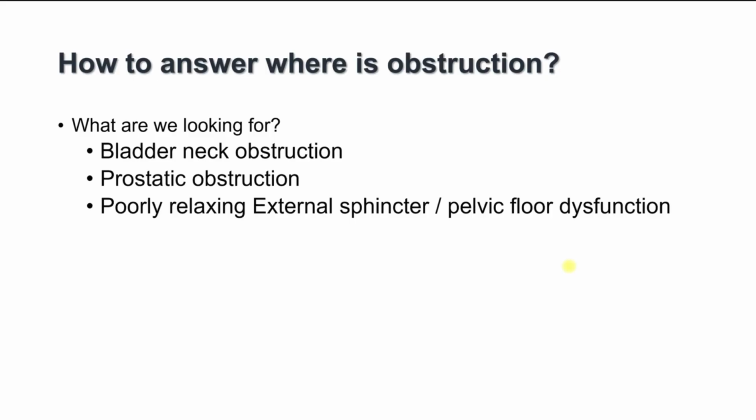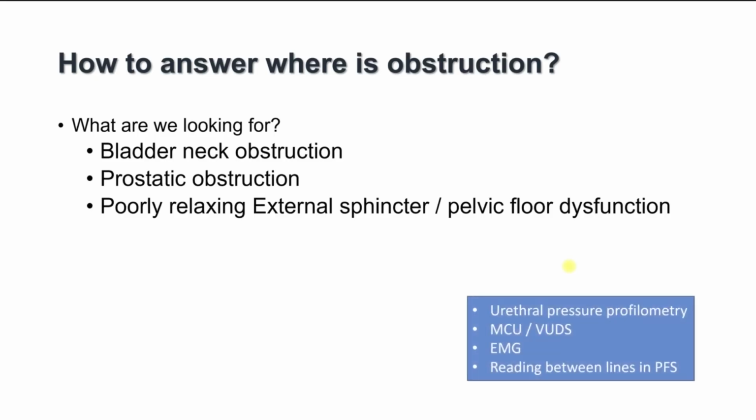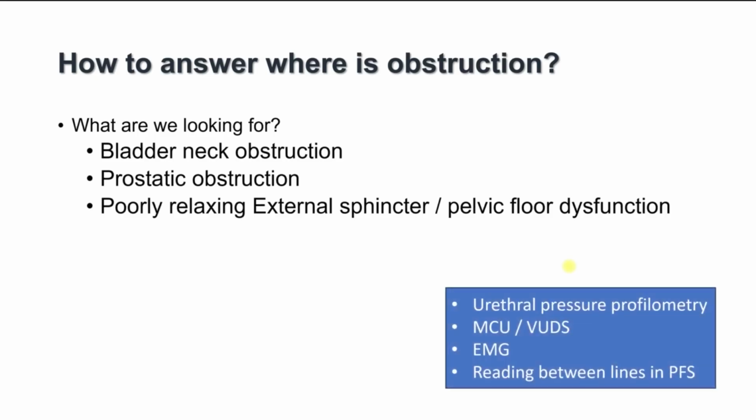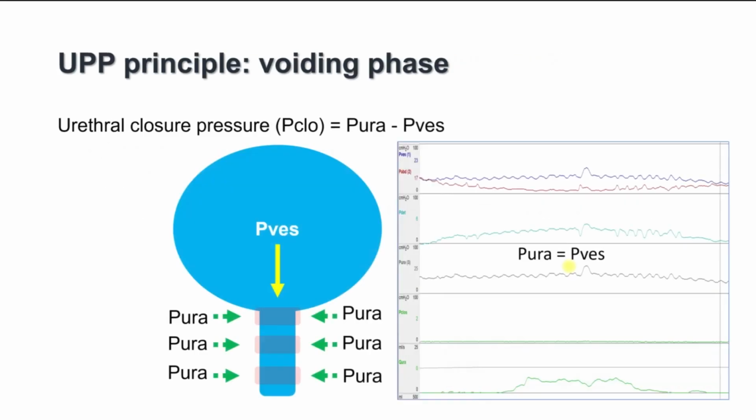So after trying to answer the first two questions, we want to know where is the obstruction. So we are actually looking for bladder neck or prostatic obstruction and poorly relaxing external sphincter or pelvic floor dysfunction. There are some more studies in our armamentarium like urethral pressure profile, doing video urodynamics or doing an MCUG separately, doing an EMG, and trying to read between the lines of PFS. I will be taking them one by one.